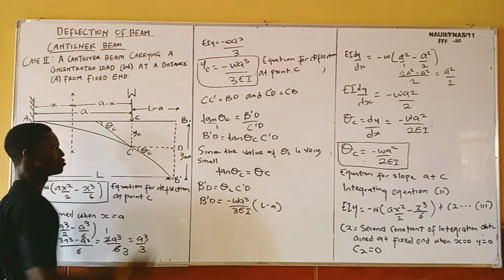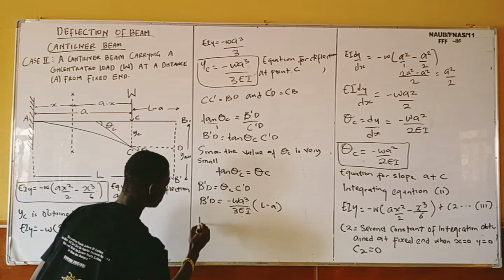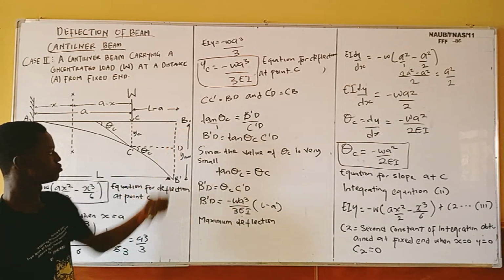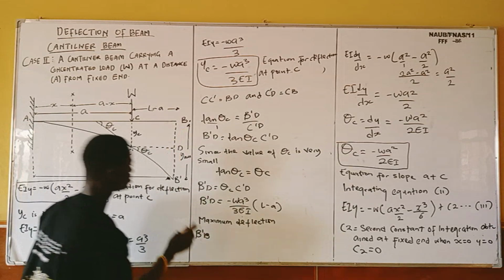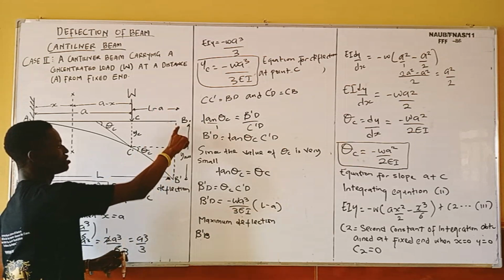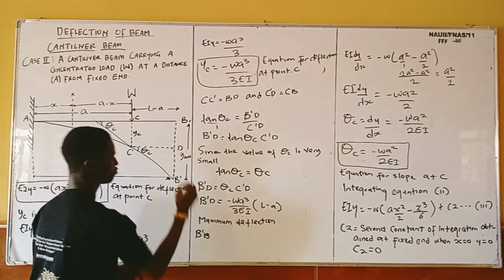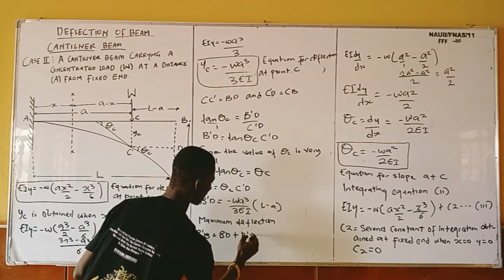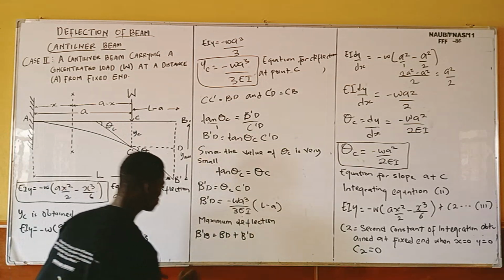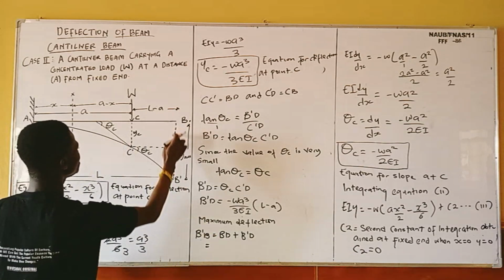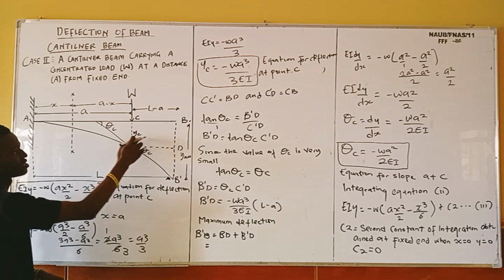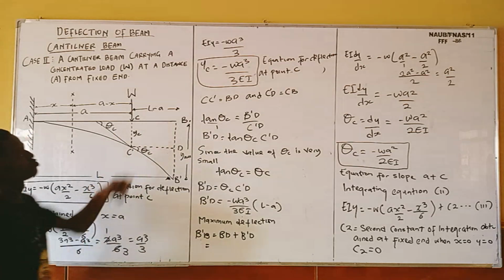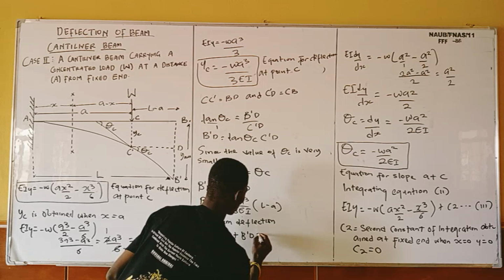So for me to have my maximum deflection, which is B prime D. So my maximum deflection is from B prime to B, which is going to be BD plus DB prime, equals BD plus B prime D. So my BD is the same thing as my YC, the deflection at point C, the same deflection. Which is minus WA cube over 3EI.